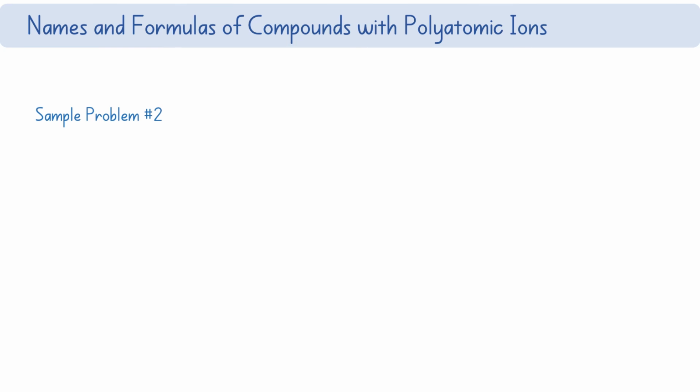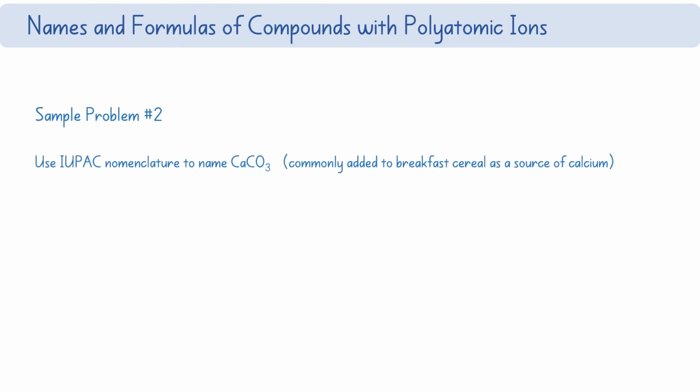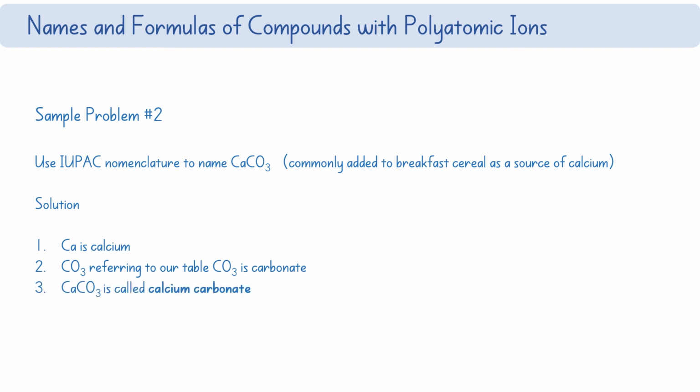Now, sample problem number 2. Use IUPAC nomenclature to name CaCO3, which is commonly added to breakfast cereal as a source of calcium. Solution. Ca is calcium. CO3, referring to our table, is carbonate. So CaCO3 is called calcium carbonate.